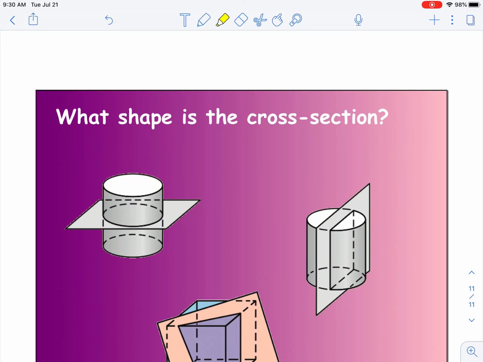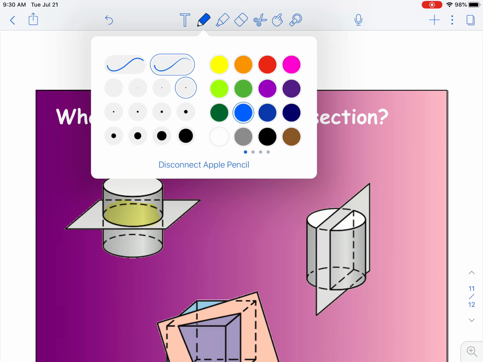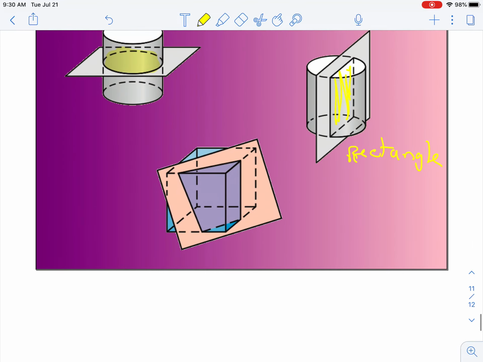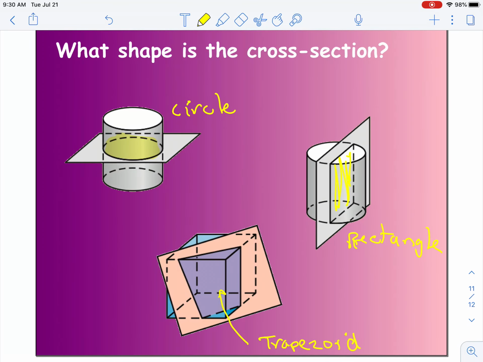So if you take this one right here, you can see that cross section is a circle. And this cross section, cutting it the opposite direction, is a rectangle. And last but not least, I would say this cross section cut at a diagonal is a trapezoid. Now, of course, we don't have the markings to prove these things, but that is what it looks like. So that is the end of section 12.1.